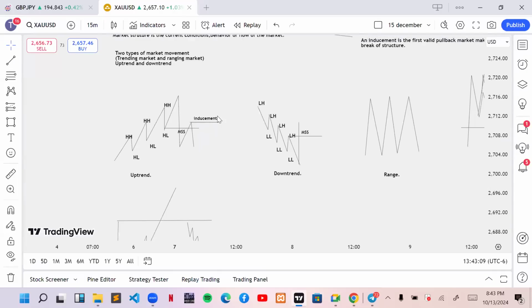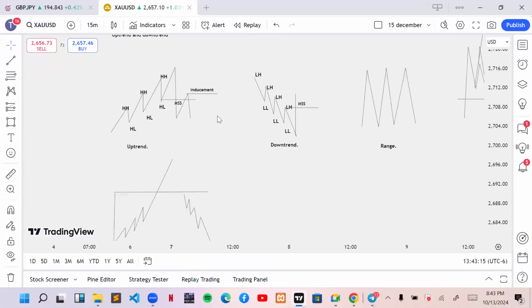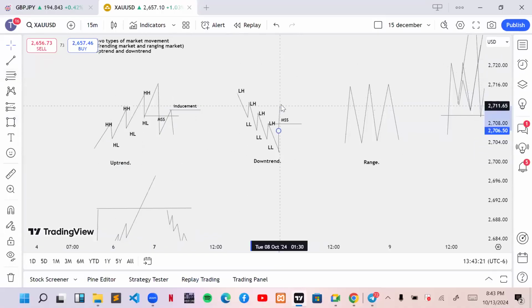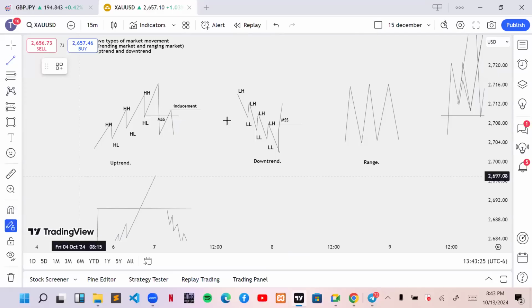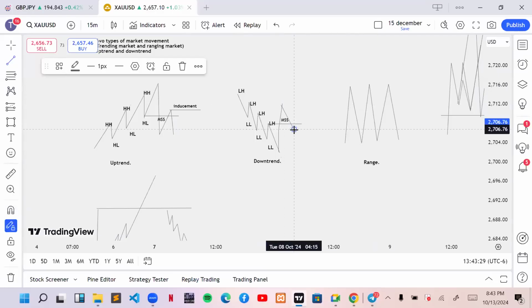So the inducement is the first valid pullback the market makes after a market shift or break. This is the one for market structure breaking to the downside. This is the one for the market breaking structure to the upside. So this was the market structure shift. After that, you see the market make a pullback. This is the pullback the market will make. After making that pullback, you push up towards the direction it shifted structure to. So this right here is our inducement.